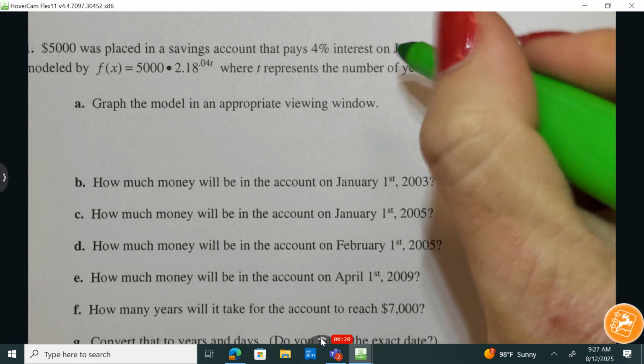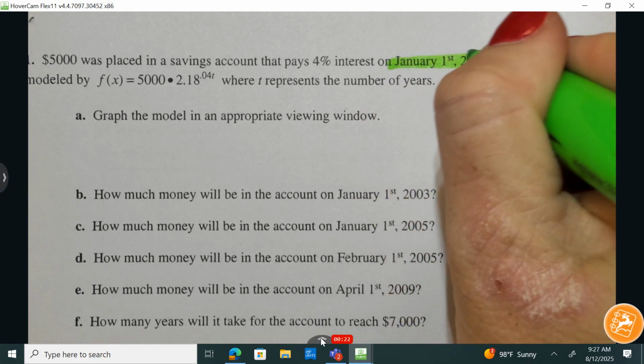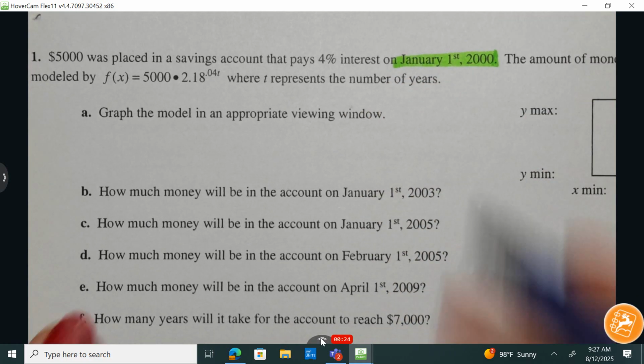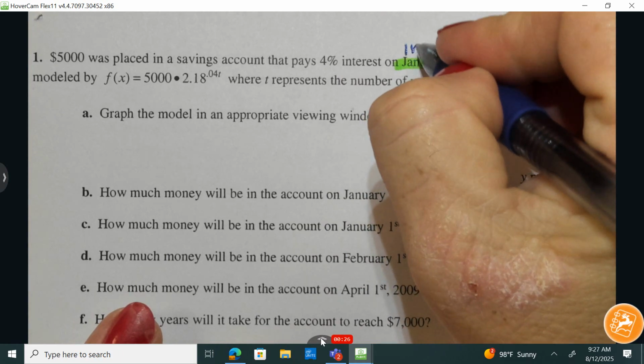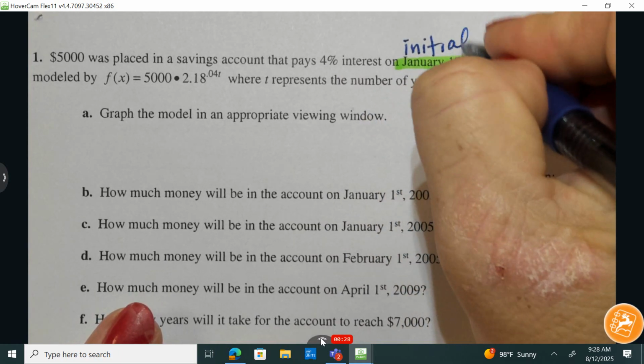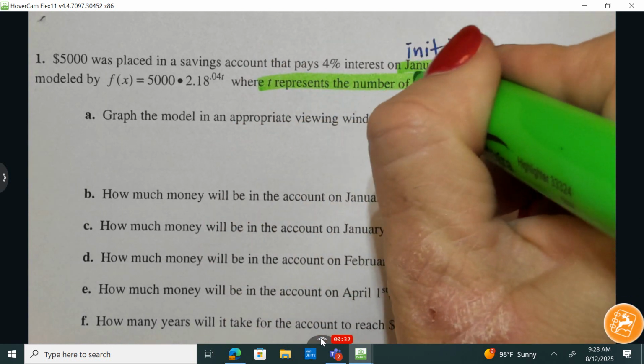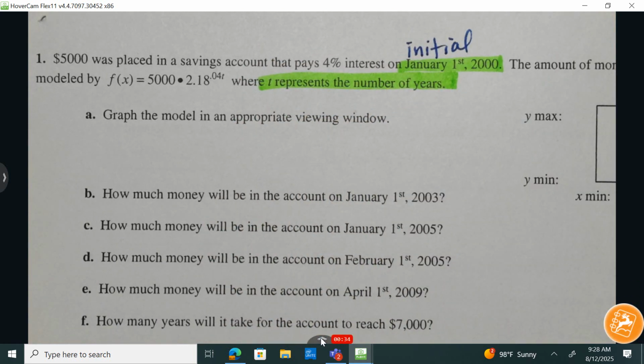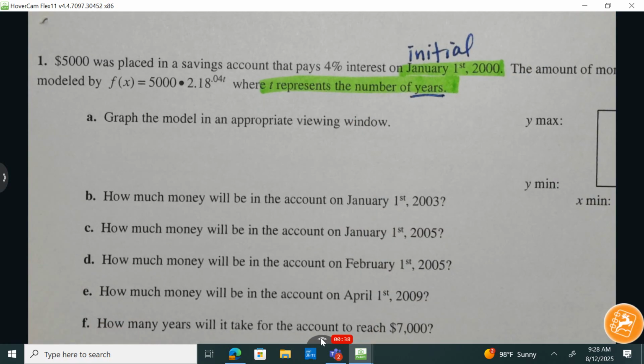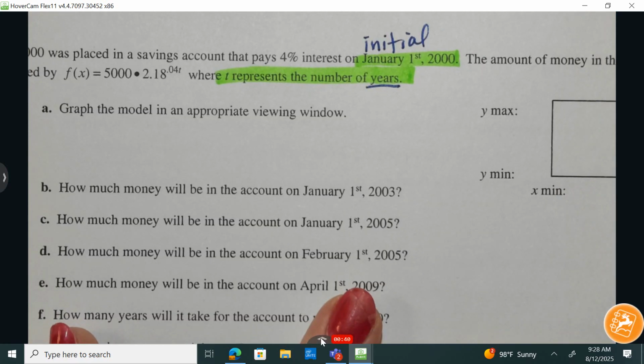The very first part is you always have to know what is the initial time. Up here, write initial. That's always something we have to identify. And then you have to know in terms of what time period we are working with. So T is in terms of years. I'm going to come off to the side. I'd like you to do the same. Y is in terms of money.